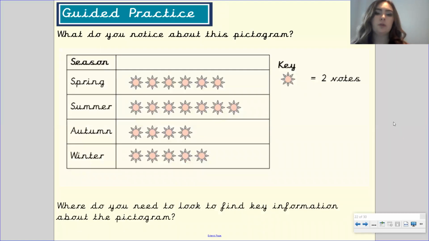Okay, let's move on to this question. So I want you to have a look at the pictogram here. What do you notice? Pause the video to have a think. Okay, so by pictogram, we mean showing data through pictures. So you're looking at the seasons here. You've got spring, summer, autumn, winter. And then you've got pictures of the sun. But where do you need to look to find information about the pictogram? Pause the video and have a think.